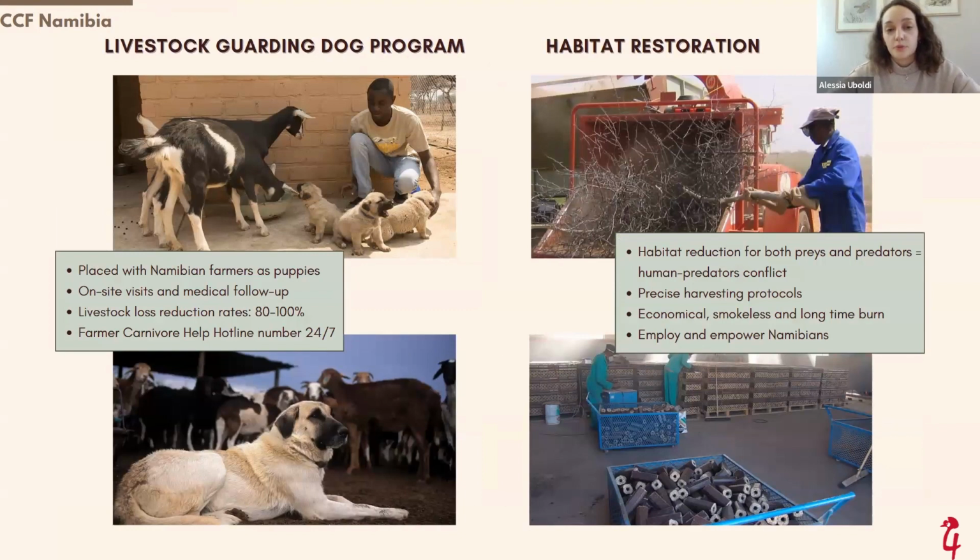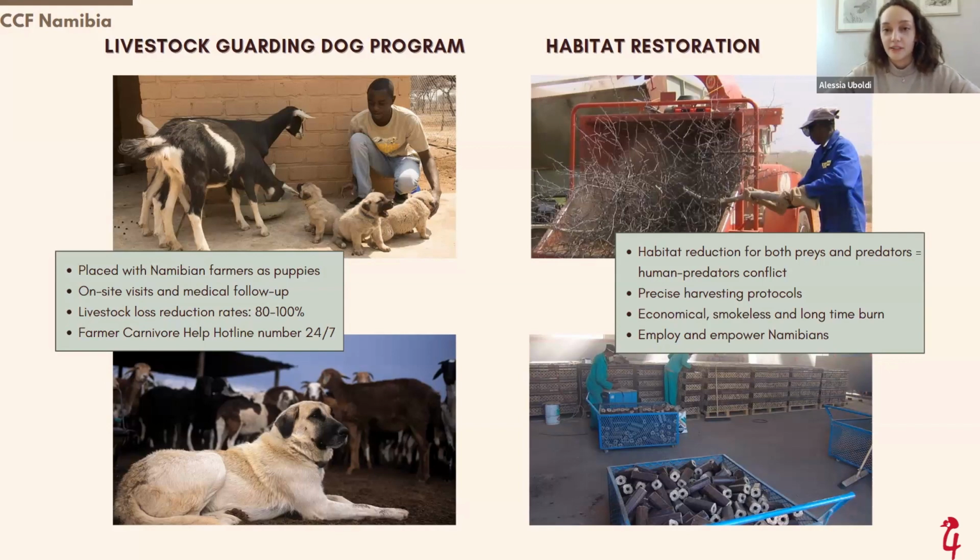So CCF decided to provide Namibian farmers with Anatolian puppies for protecting livestock. And they saw in these years that livestock loss was reduced by up to 100%. So it's really an effective program. And they also offer, of course, complete training for the dogs, follow-ups, and medical care. And there is also a farmer carnivore help hotline number that is available 24/7 to always be ready to support the communities.